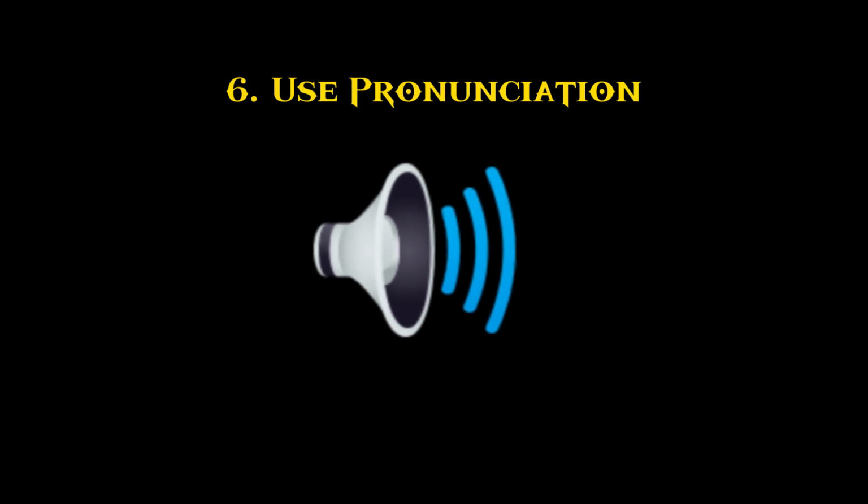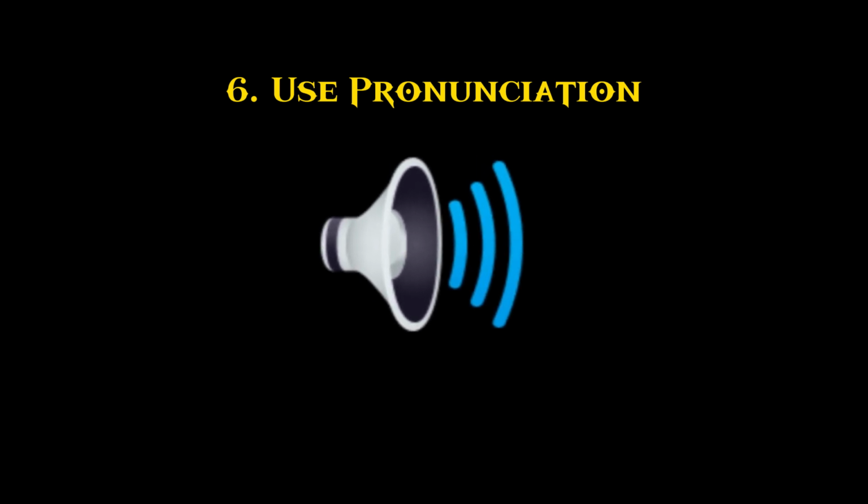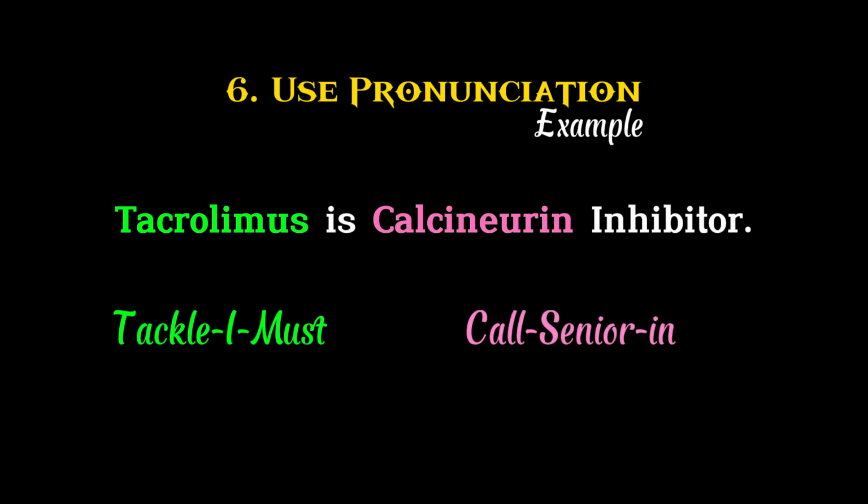The next method of creating a mnemonic is using the pronunciation of the target word to make a different word or words that is catchy. It can be linked to the other word you want to remember. For example, tacrolimus is a calcineurin inhibitor. Tacrolimus sounds like tackle myself. Calcineurin sounds like call senior in. So, I must tackle myself and not call senior in, not indicates inhibitor. Thus, tacrolimus is a calcineurin inhibitor.